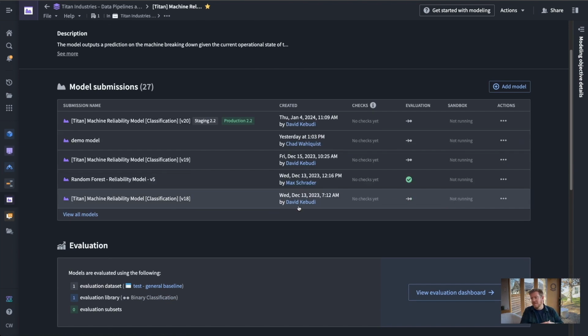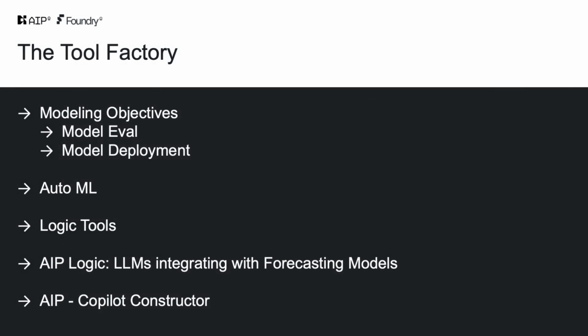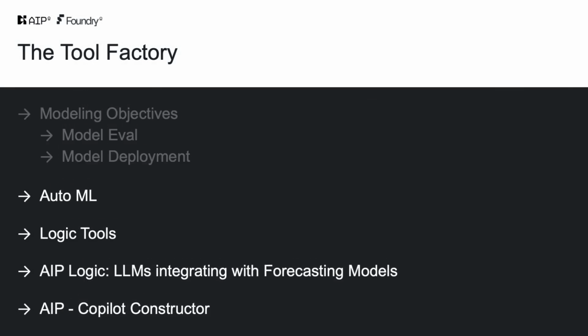So high level, that's modeling objective. There's some great documentation. We'll put the links in here, but I think you get the flavor for it. All right, so this is our checklist. We're going to knock that off the list. Next up, AutoML.